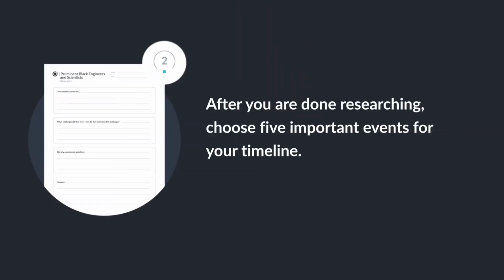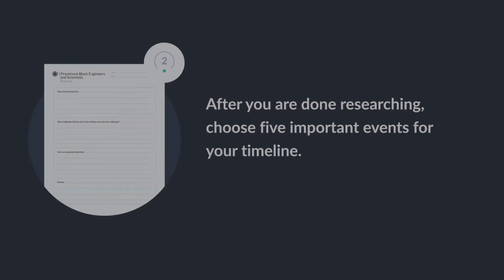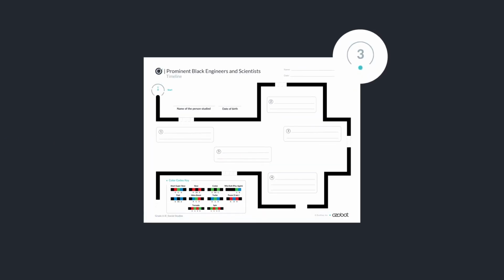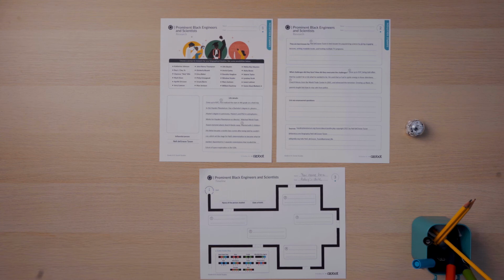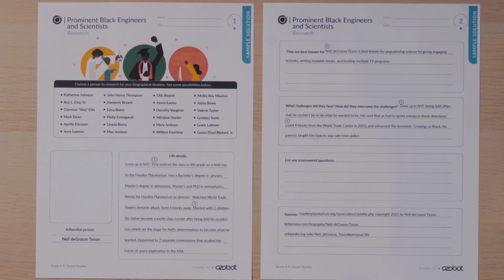After you are done researching, choose 5 important events that you feel shaped the person's life and character. In the previous step, you chose 5 important events that shape the person you are learning about. Put those events in chronological order by numbering them on your activity sheets before writing them on the timeline on page 3.